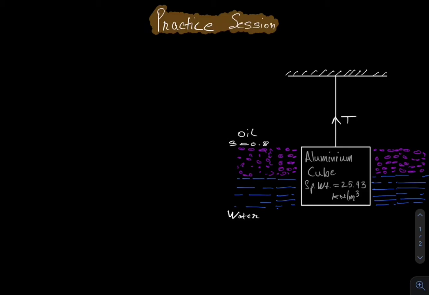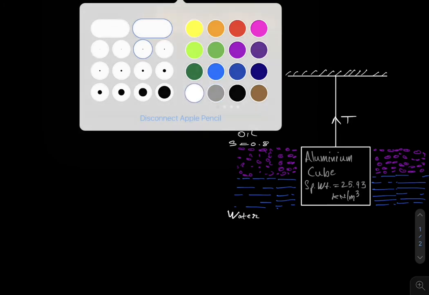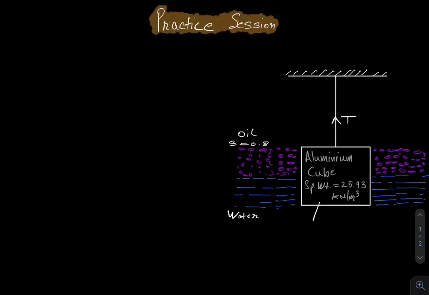We have an aluminium cube suspended by a string. It is half dipped in water and half dipped in oil. It has a specific weight of 25.93 kilonewton per meter cube and a side of 150 mm. Basically it's a cube, so all sides will be equal to 150 mm. That is given in the question.